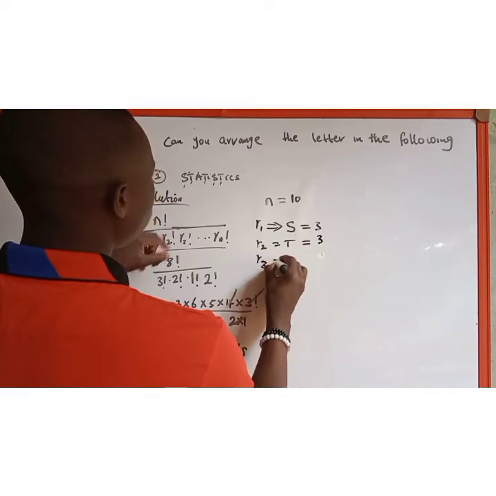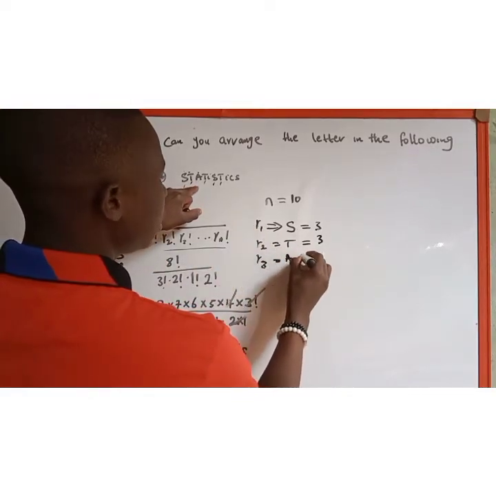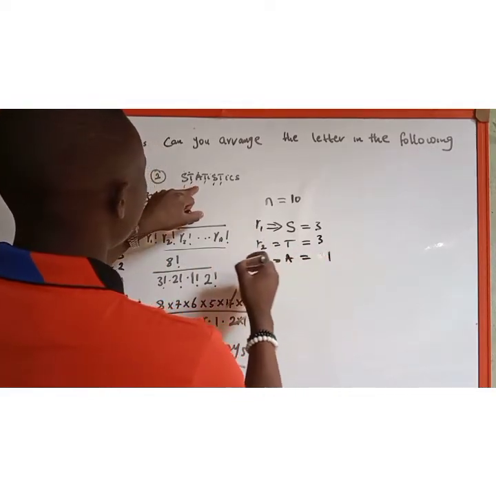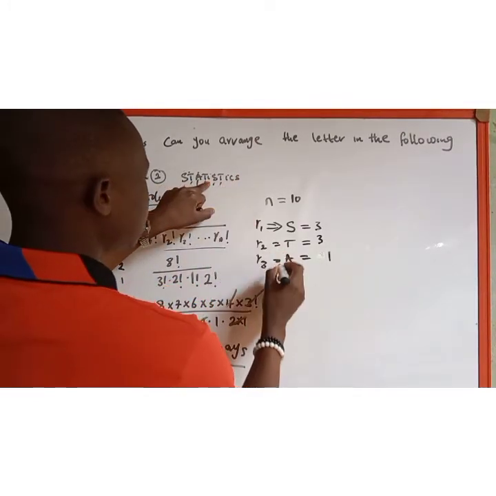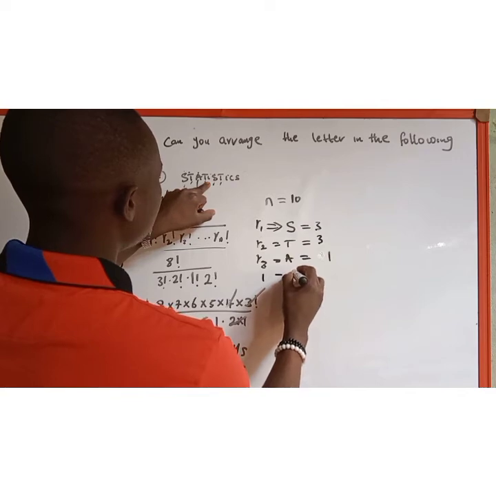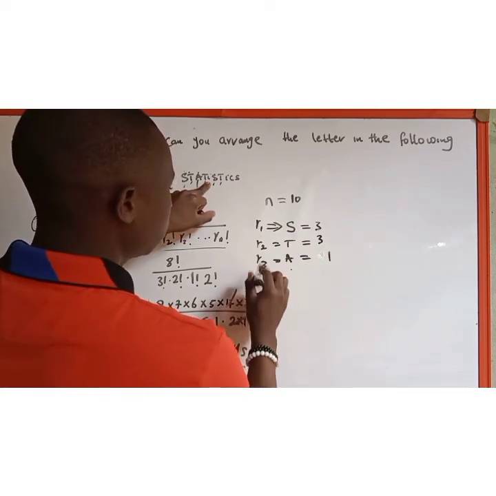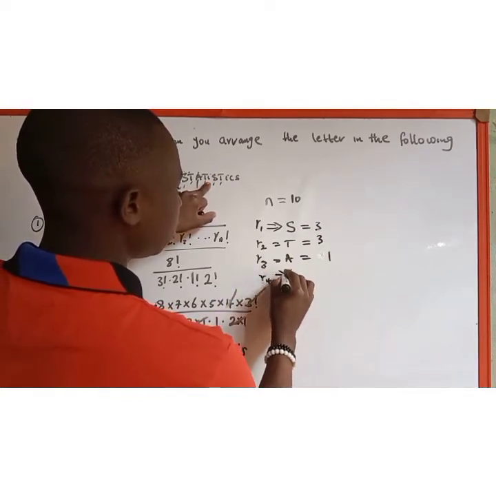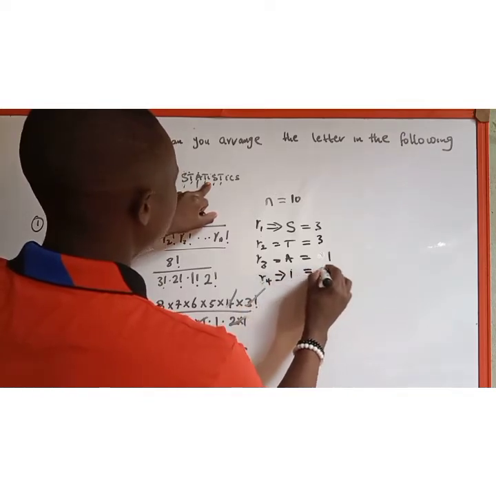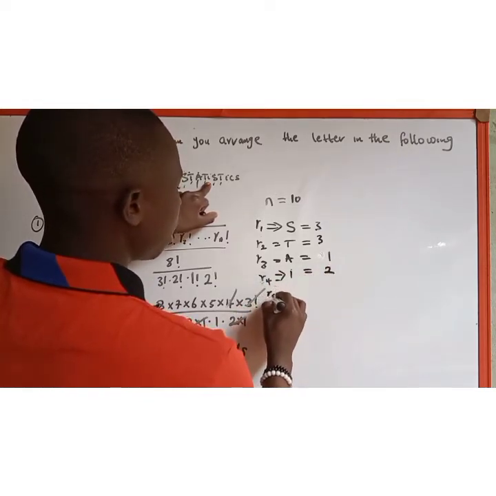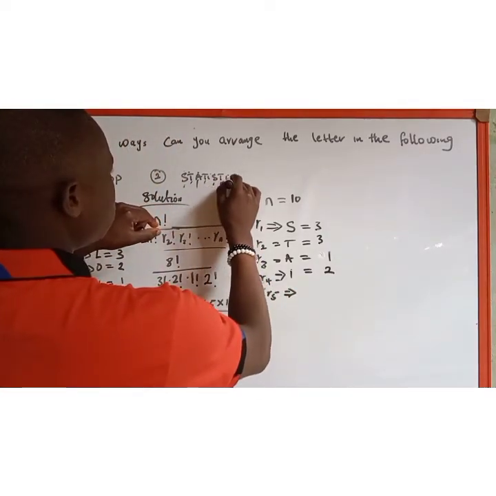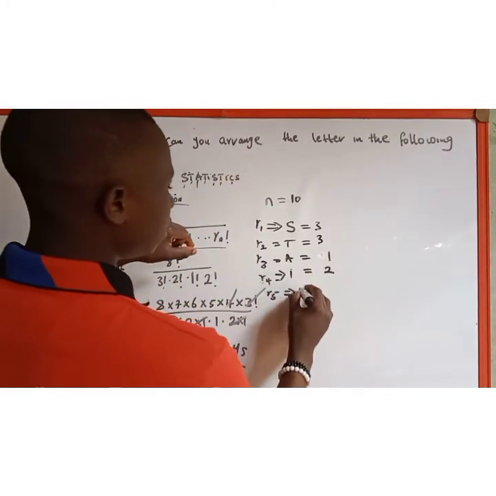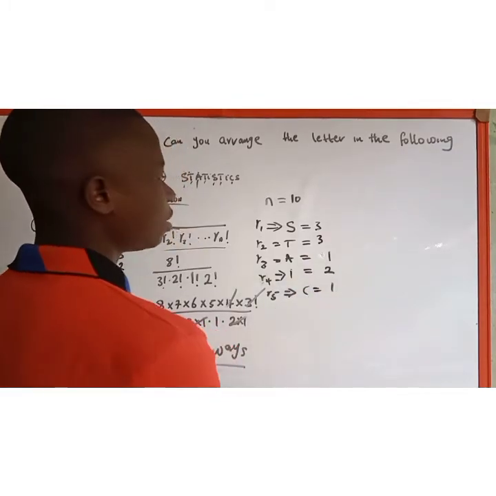Then r3 is letter A. A is repeated only one time. Then we have picked T already, the next is letter I. I is repeated 2 times, so r4 is 2. Then r5: we have picked S, T and I already, so it is letter C, and C is repeated only 1 time.